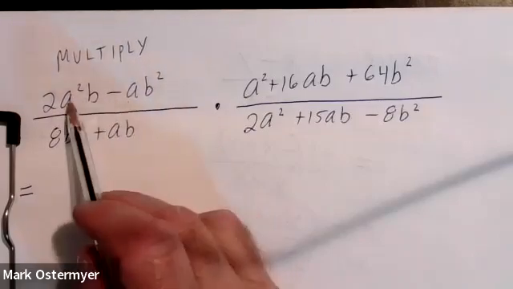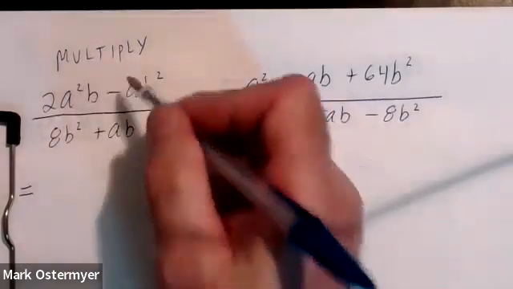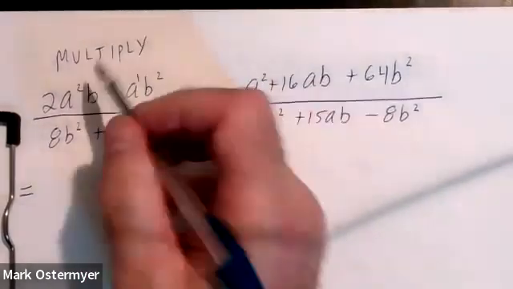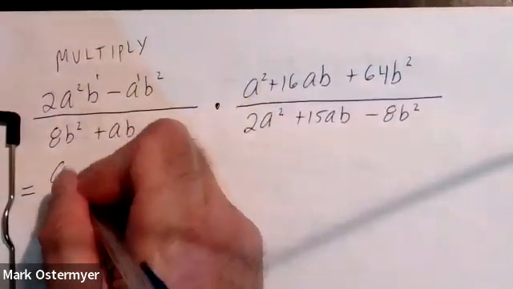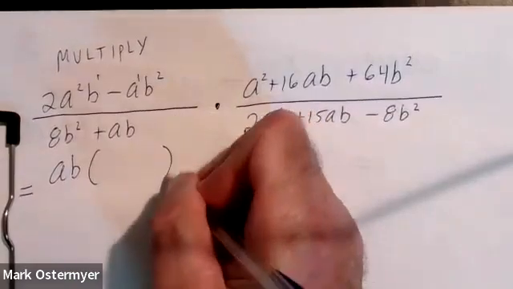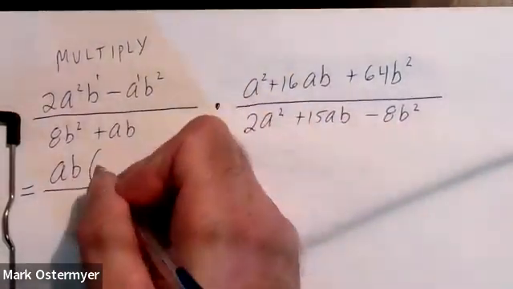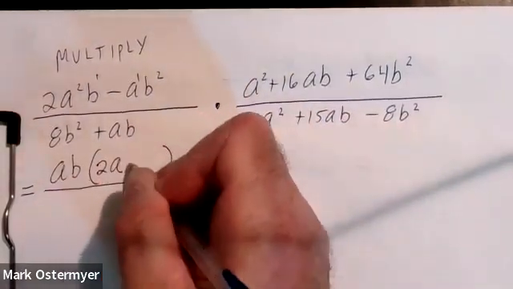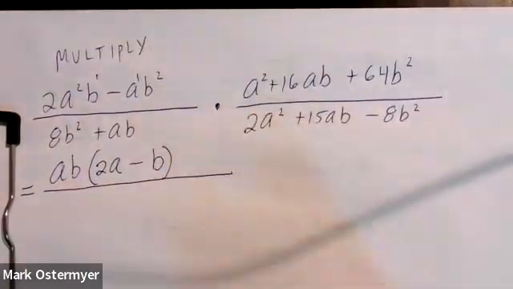What would be the greatest common factor of both these terms? Looks like I can factor an a out and also a b out, correct? So we can factor ab out, and when we do that, we will leave behind 2a minus b. That's what we leave behind.